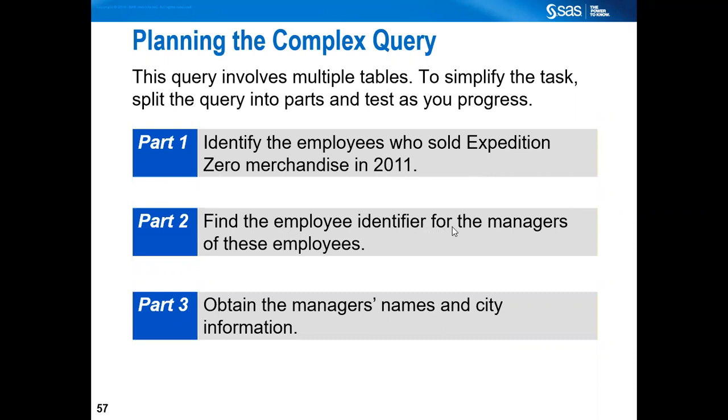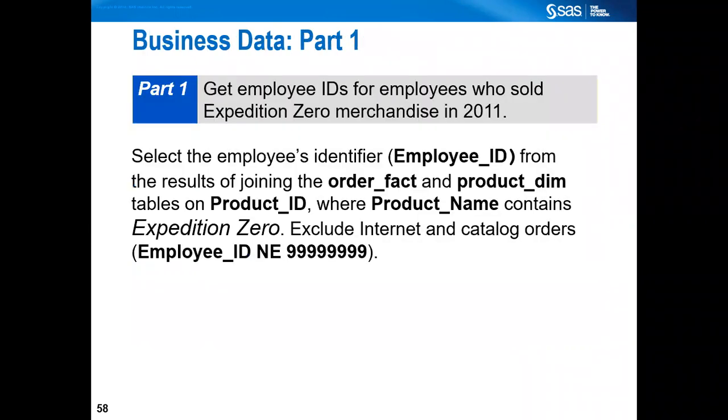So find the employee ID identifier for the managers of these employees. And of course, we can obtain the manager's name and city information. So these are 3 parts of your query which we need to work on. First, we need to find out employee IDs who have sold this product Expedition Zero in the year 2011.